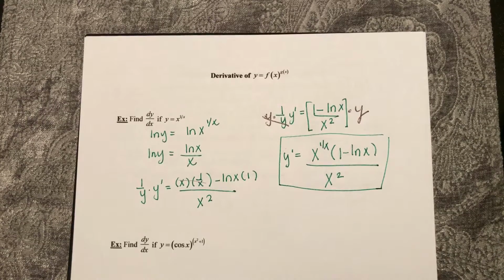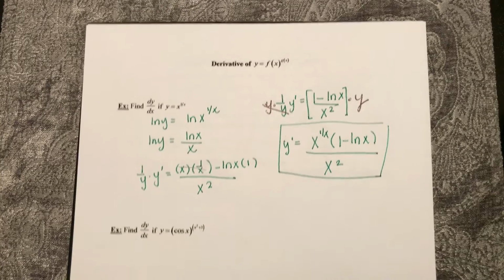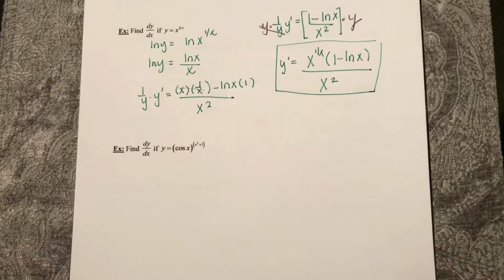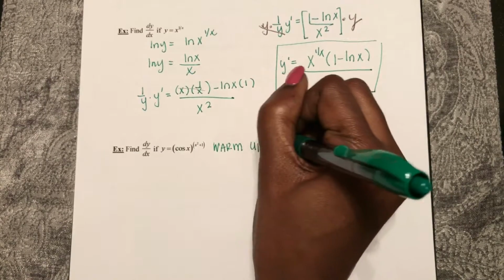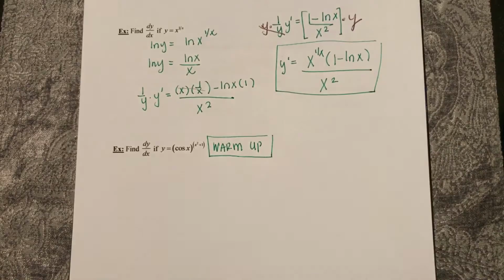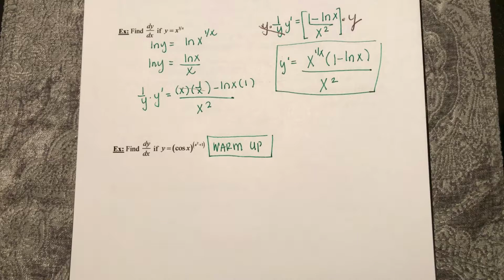So logarithms, specifically natural logarithms, help us to take derivatives of functions that involve exponents. So let's go ahead and leave this one as a warm-up. So when we have a function to a function, logarithms to the rescue. Okay, let's keep moving on.